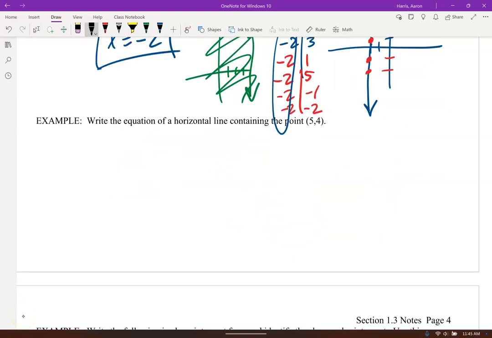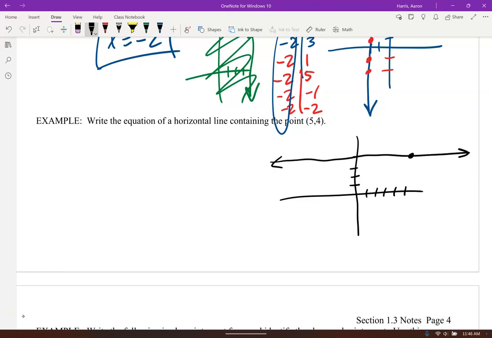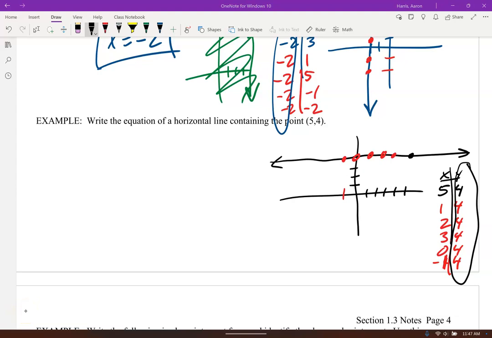Let's write the equation of a horizontal line containing the point 5, 4. Now it's horizontal, right? So let me give you a few table of values. We know 5, 4 is on there. How about 1, 4 is another point on there. How about 2, 4 is another point. 3, 4, 0, 4, negative 1, 4, and so on. And what do you notice here? So all those y values are 4.